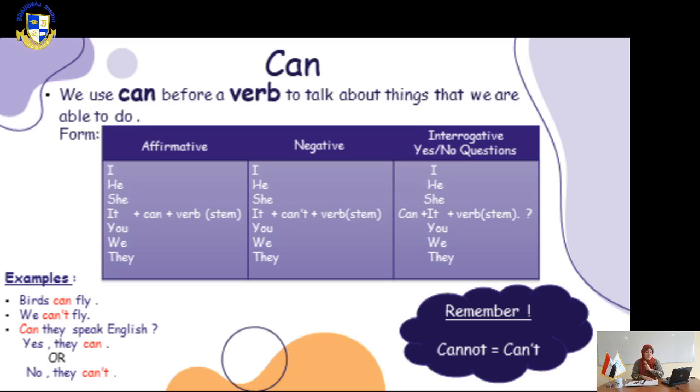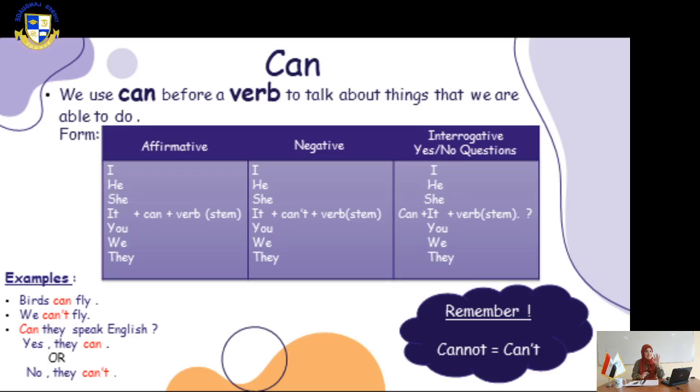We don't change anything in the verb. We don't put anything at the end of the verb. It's as it is in infinitive or in the stem, and we don't change the verb. I can jump. Jump, we don't change jump. I can run fast.